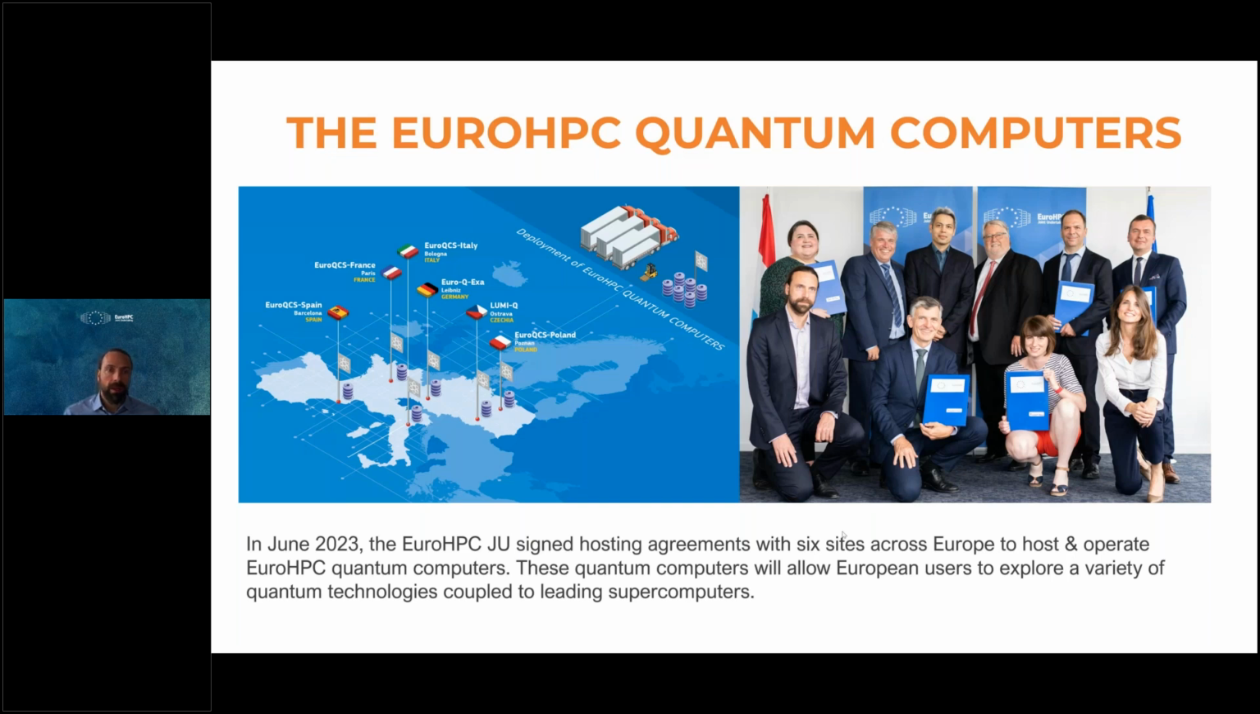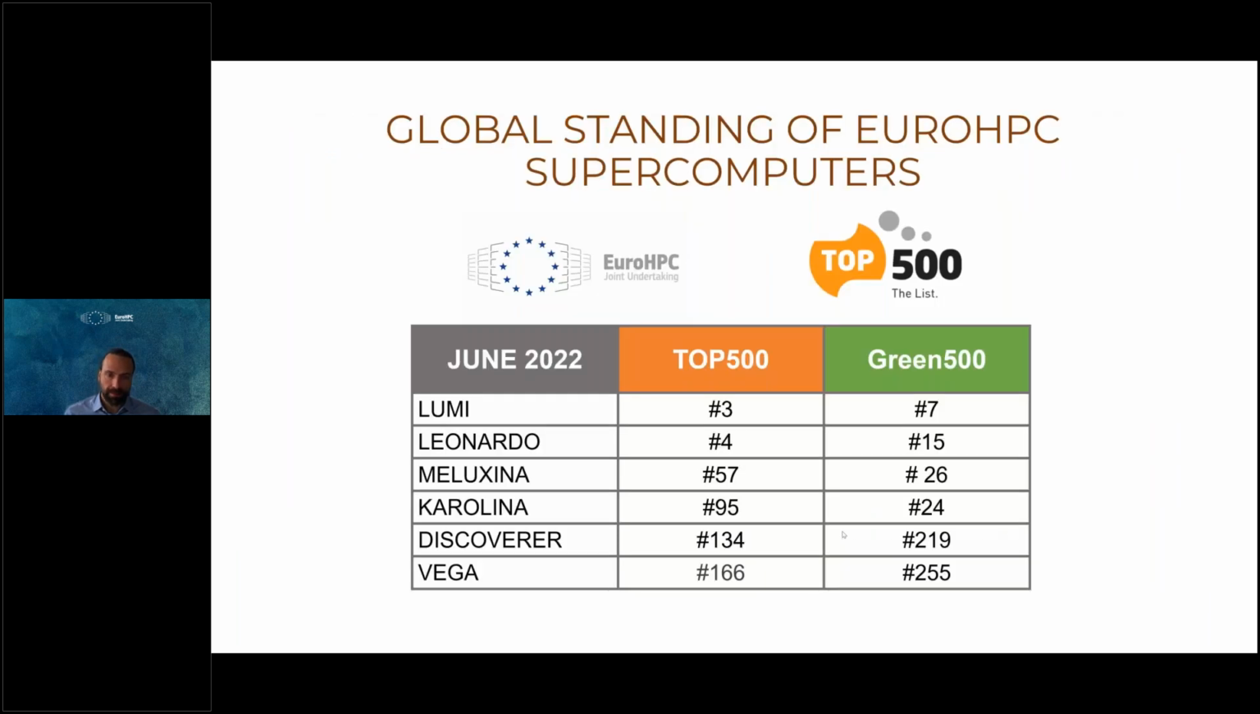Now, where are we on the global scale? This is the short summary of the TOP500 list of June 2022, should probably be 2023. Our fastest system, the Lumi supercomputer, is number 3 on the TOP500 and number 7 on the Green500, probably an outstanding asset in our portfolio. Leonardo as well, ranked number 4, and a number of other systems all ranked within the first 200 systems on this list.